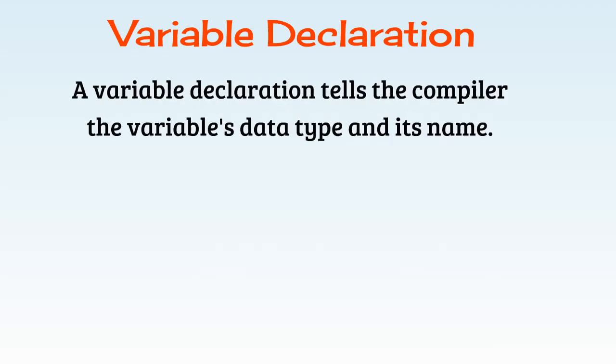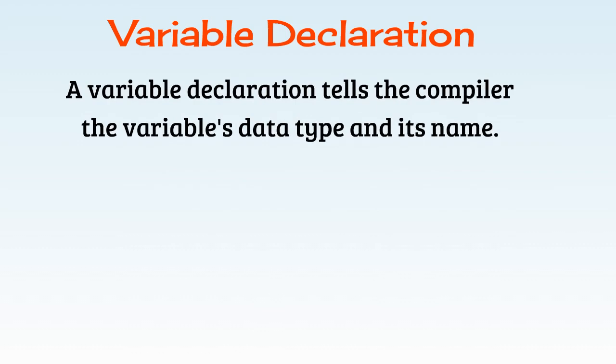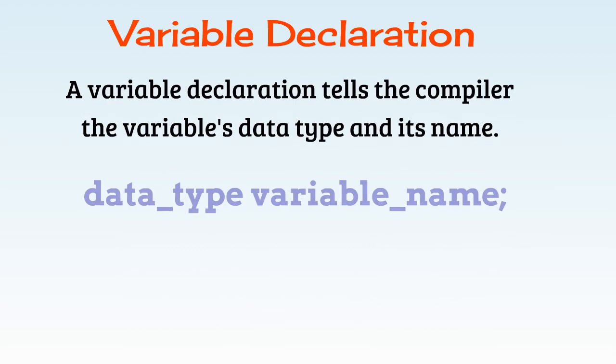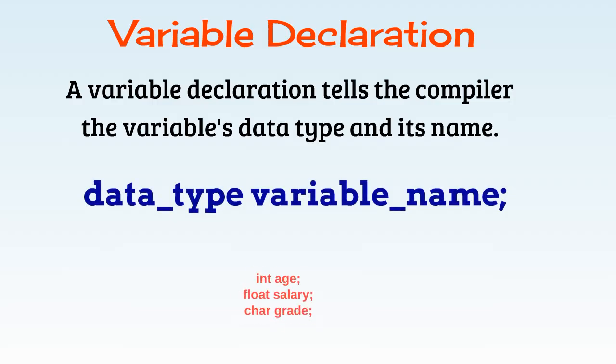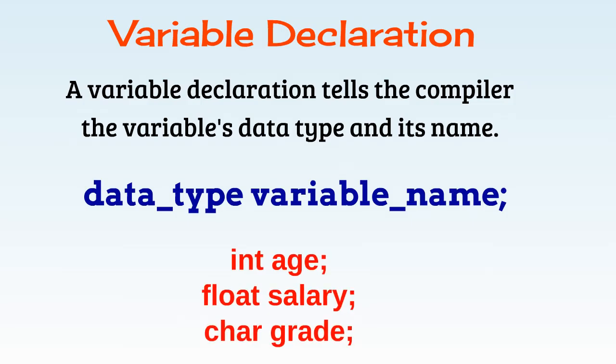Before you can use a variable, you must first declare it. A variable declaration tells the compiler the variable's data type and its name. The general format is data type, followed by the variable name. For example, int age, float salary, and char grade. These variables have been declared, but they do not yet contain values.